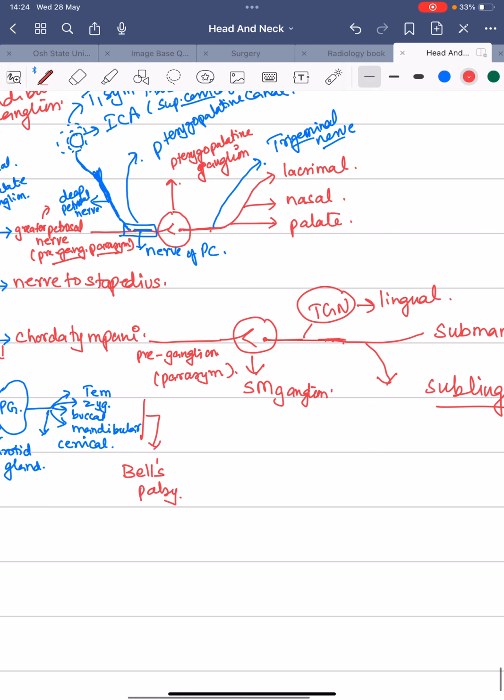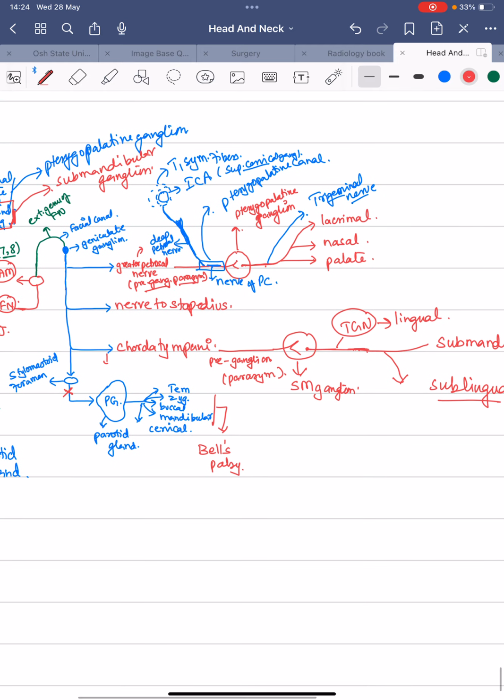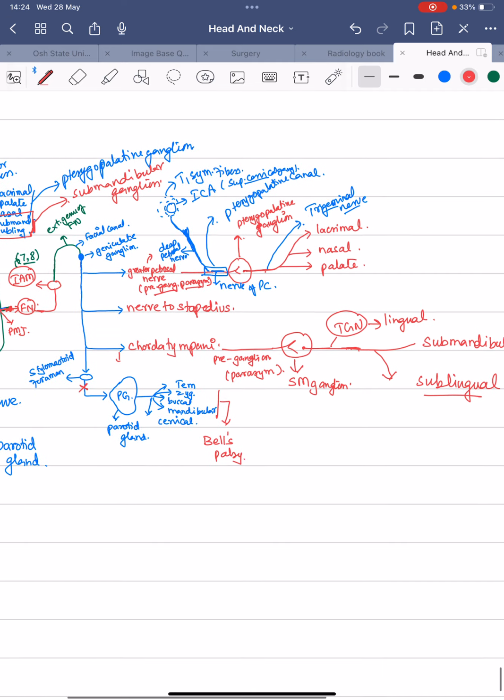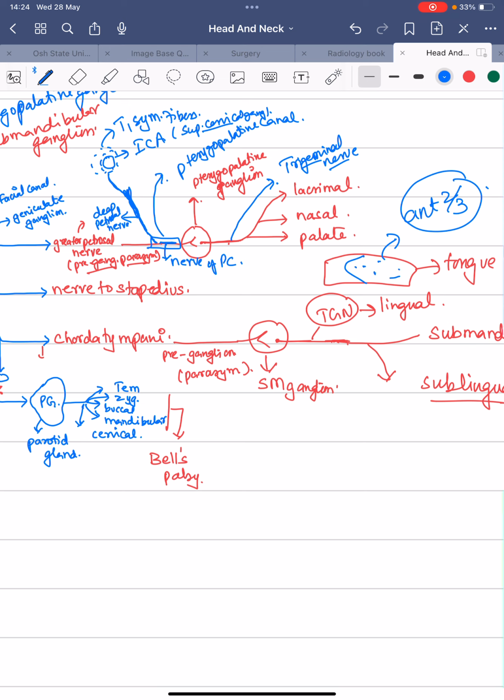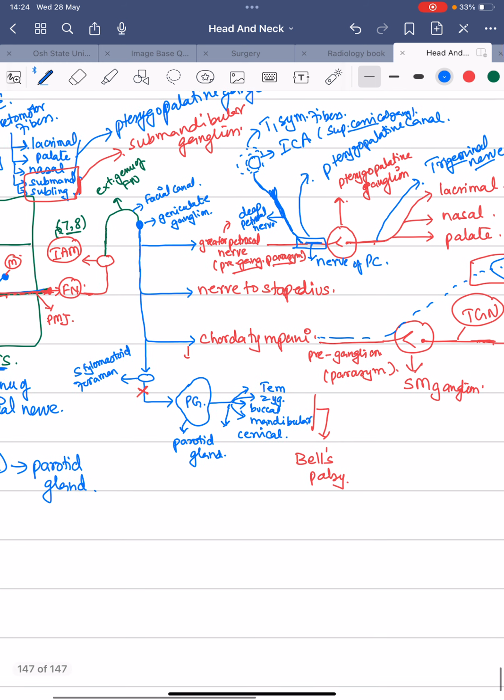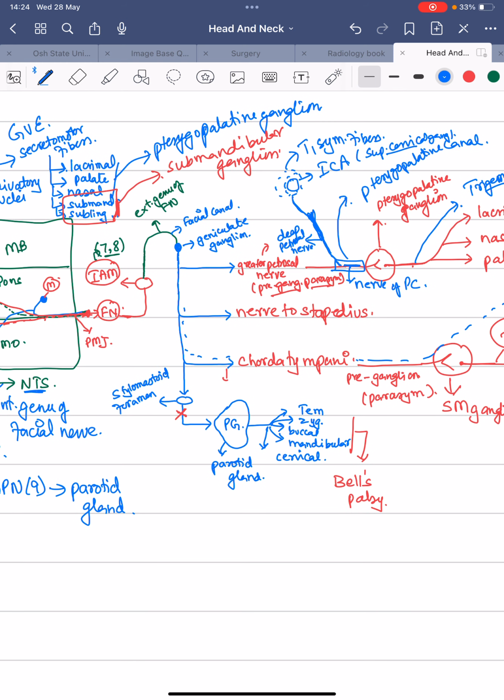Now one more thing, all these fibers, see here, they are the branches of the facial nerve. And here if I draw the tongue, for example, this is our tongue. So the tongue, please remember, the taste fibers of the anterior 2/3 of the tongue are also carried by the facial nerve. And now they are taken by the chorda tympani. And from the chorda tympani, they go into the geniculate ganglion.